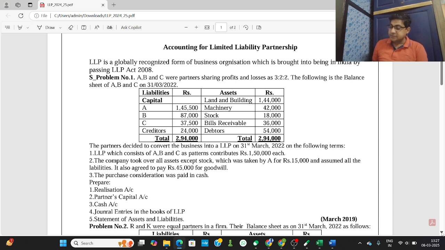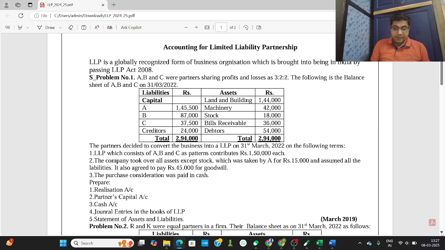assets and liabilities. Now, friends, if you see, there are a number of things in this problem they asked to prepare. Now, this question belongs to Mumbai University. This question was asked for 20 marks. Now, in this particular sum, there are three partners: partner A, partner B, and partner C.